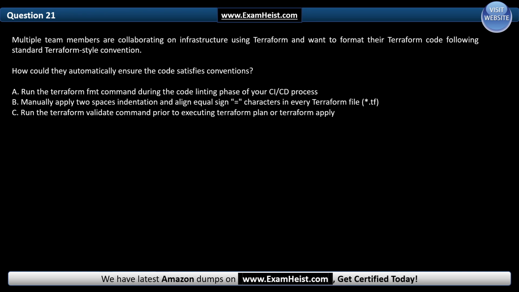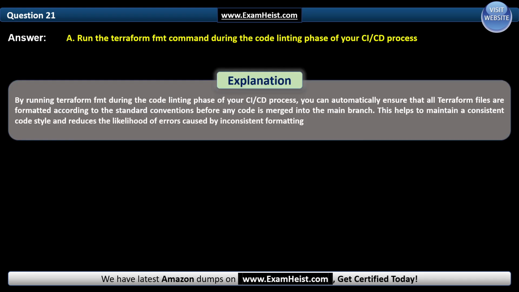The correct option is A. Run the Terraform fmt command during the code linting phase of your CI/CD process. By running Terraform fmt during the code linting phase of your CI/CD process, you can automatically ensure that all Terraform files are formatted according to the standard conventions before any code is merged into the main branch. This helps you maintain a consistent code style and reduces the likelihood of errors caused by inconsistent formatting.